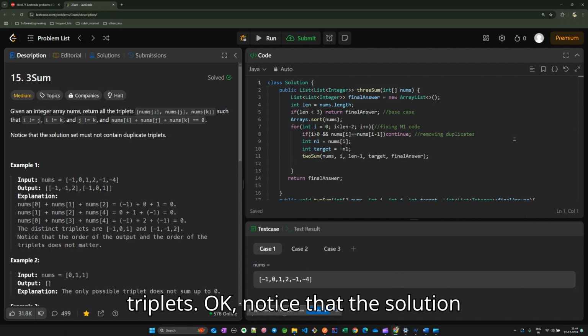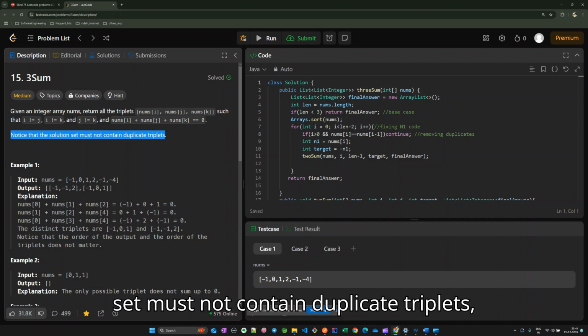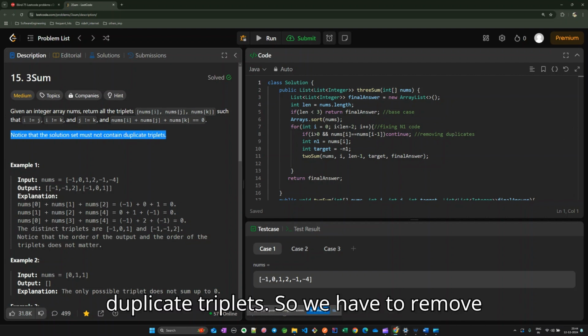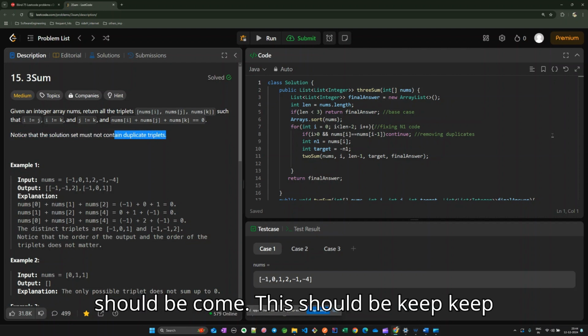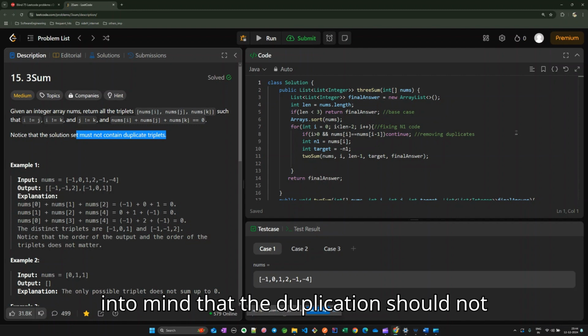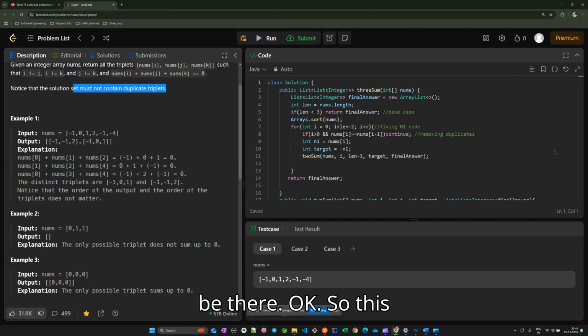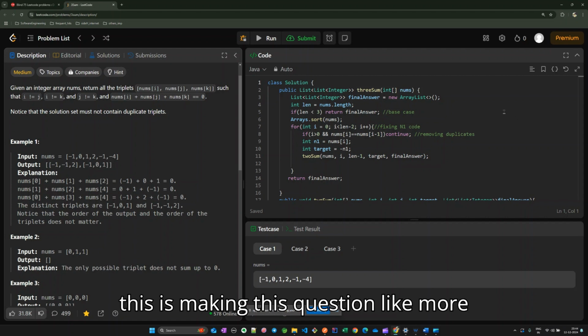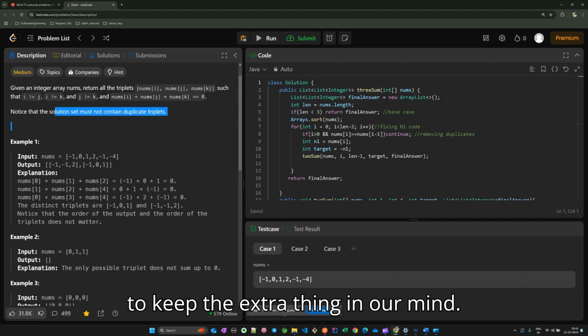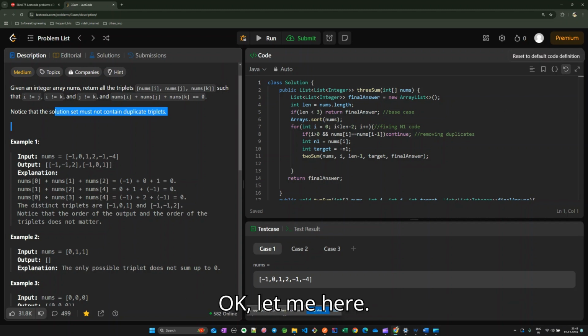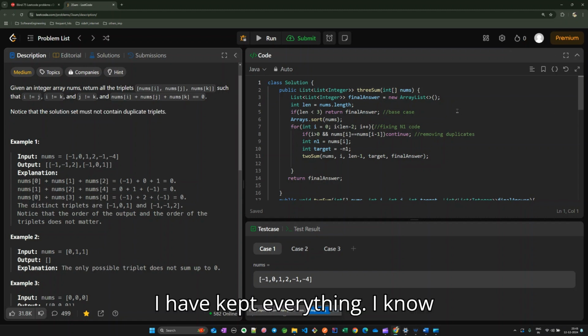Notice that the solution set must not contain duplicate triplets. So we have to remove the duplication also. This should be kept in mind, that the duplication should not be there. This makes the question tougher, because we have to keep this extra thing in our mind.